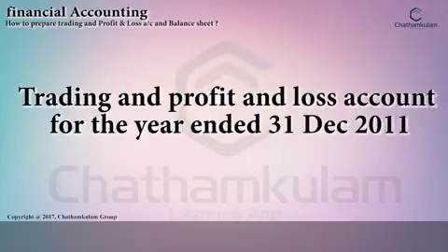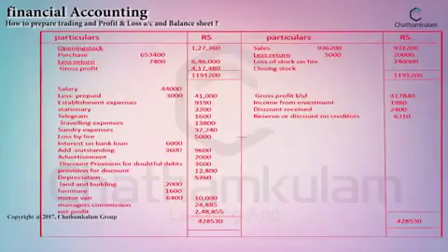Now let's see how to prepare trading and profit and loss account. Trading and profit and loss account for the year ended 31st December 2011. We have a particulars column, amount column, again particulars column and an amount column. So let's start with the debit side. As I have said, the first item in the trading account is opening stock. It's given in the trial balance and we just write it on the trading account.